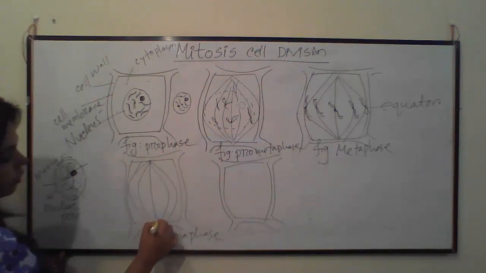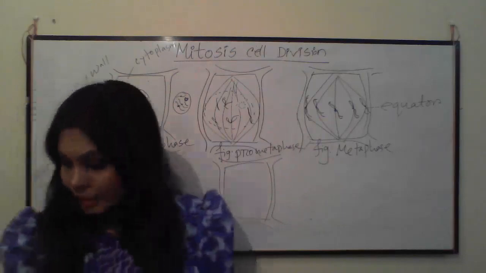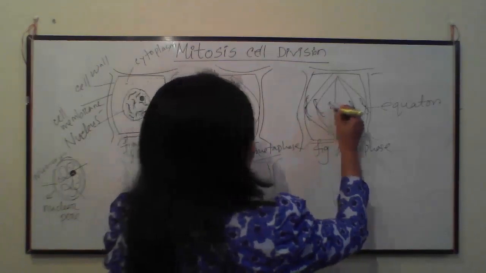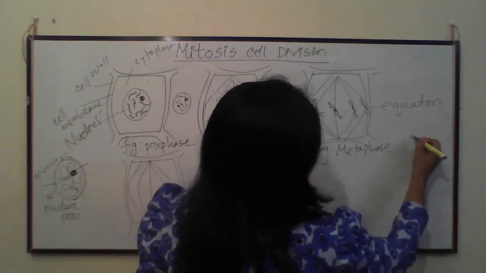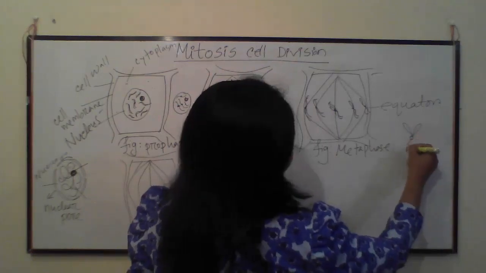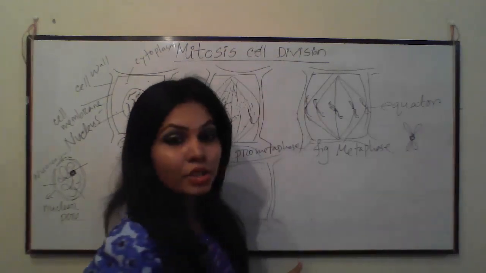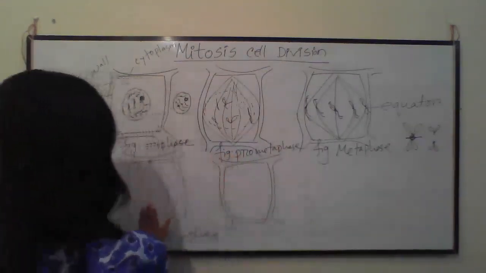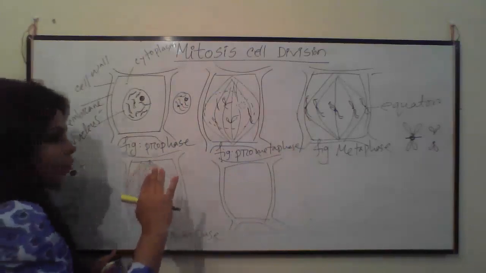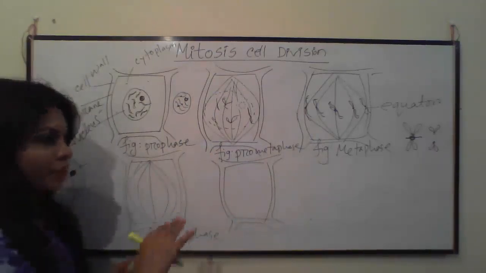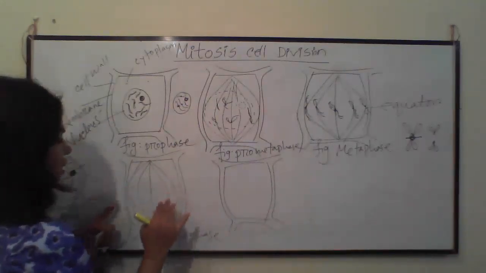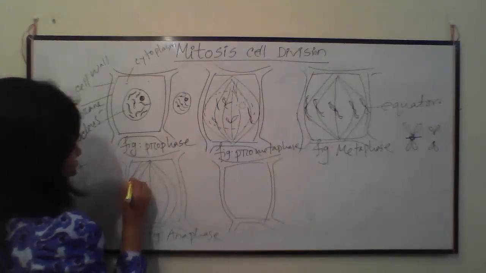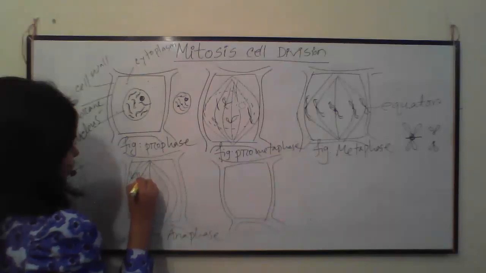This is the spindle apparatus. Now, I already told you there are sister chromatids. The condition is actually like that. This is the centromere. So when the cell divides, at this stage what happens? The sister chromatids divide, split up, and go to the two respective poles.